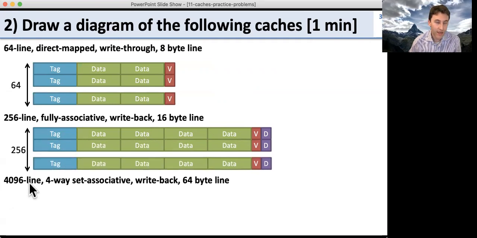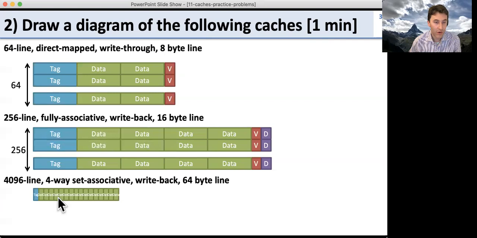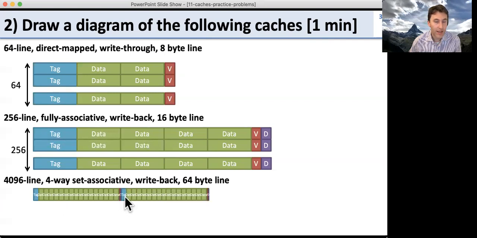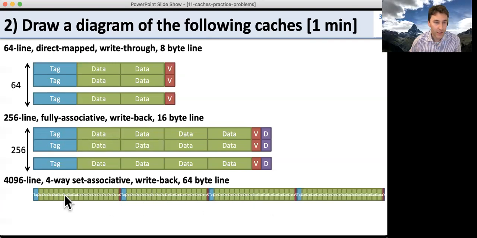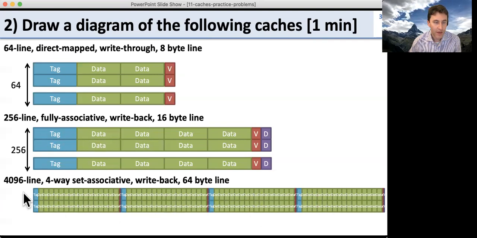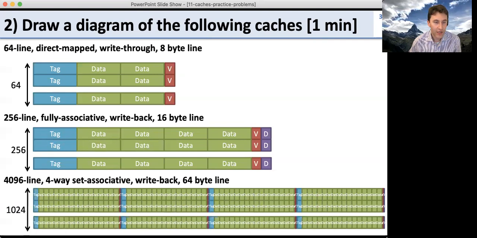Now we have the 4096 line, 4-way set associative, write back, 64-byte line cache. Okay, so with 64-byte lines, we're going to have a whole bunch of these data words in there. We're going to have our same valid and dirty bits, and then we're going to have a bunch of these. So here we have 4 ways. So for each set here, we have 4 different cache lines in it. Then it's a 4096 line cache, so we're going to have 1024 of these sets, with each set having 4 ways in it, for 4096 total lines in the cache.